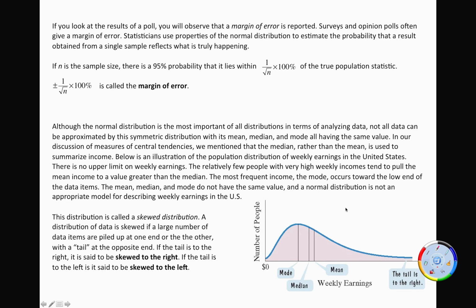This kind of distribution is called a skewed distribution. A distribution of data is skewed if a large number of data items are piled up at one end or the other, with a tail at the opposite end. If the tail is to the right, it is said to be skewed to the right. So this is a drawing of one that is skewed to the right. If the tail is to the left, it is said to be skewed to the left. So here's one that's skewed to the left.